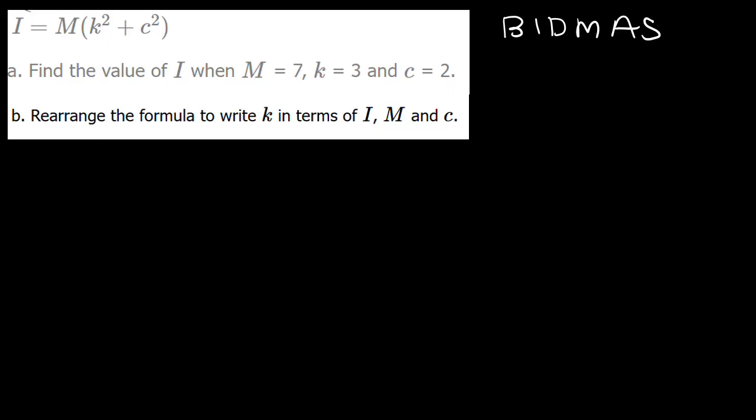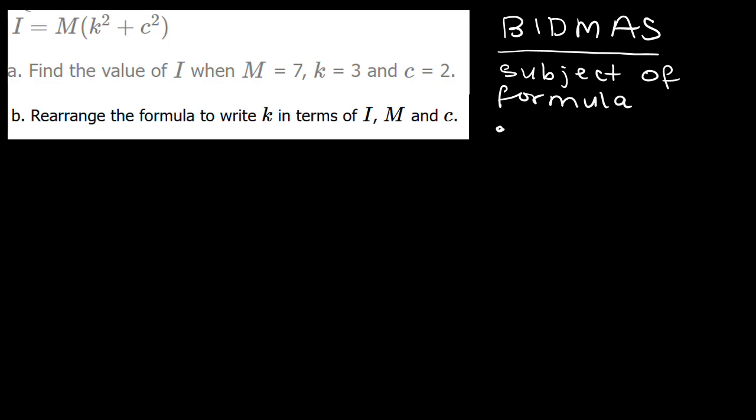So in the last question, that is part A, we applied BIDMAS to find the order of operation. Now we need to rearrange the formula to write K in terms of I, M, and C. So that means we're going to do subject of formula. We make K the subject of the formula.